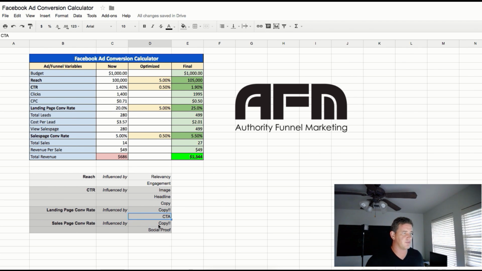The sales page conversion rate is very similar, but the sales page conversion rate is influenced by copy first and social proof second. Social proof, the single most important variable that I can find other than copy to work on. So if you don't have social proof, start giving your product away and get reviews immediately. That is the most important thing you can do. Okay?